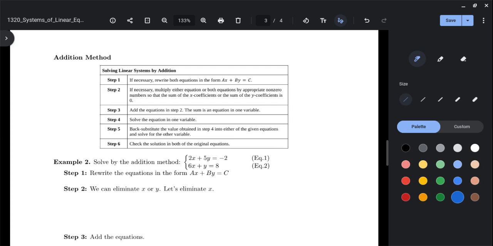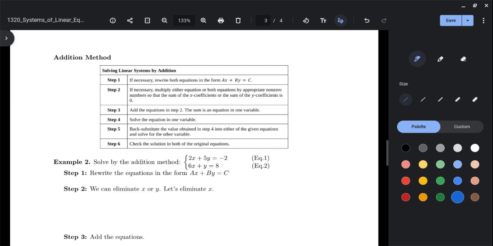And then when we are doing the addition method, we're trying to eliminate variables. So instead of having to solve one equation for a variable and then plug that into another, we are just trying to eliminate by adding the equations together. So we might have to multiply one or both equations by non-zero numbers so that when we do add the equations, the sum of the coefficients of our x's or coefficients of the y's is equal to 0. So we're canceling out one of the variables. And then also we have the very important step of checking our solution in all the original equations.